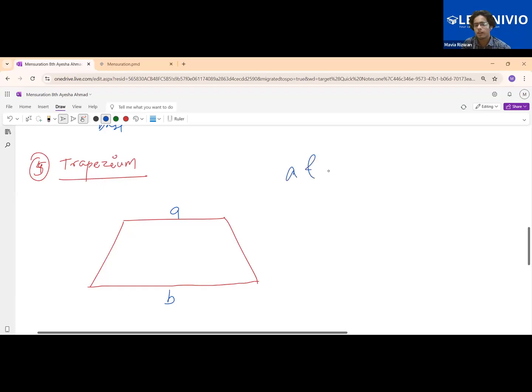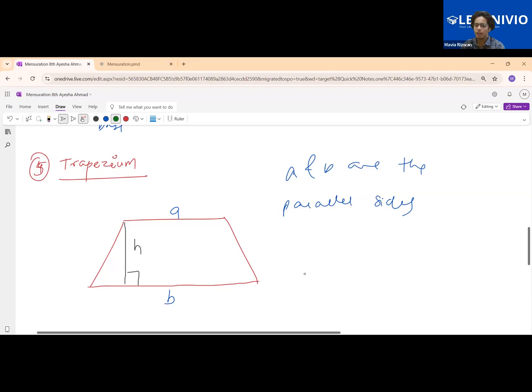Sorry, A and B are the parallel sides. Yeah. And we had another term in here, that is this thing. This is height again, perpendicular.